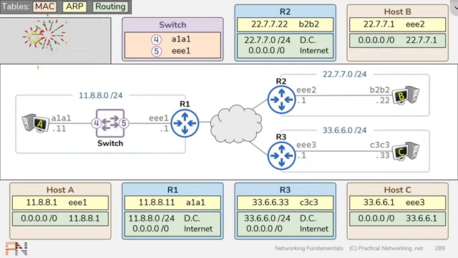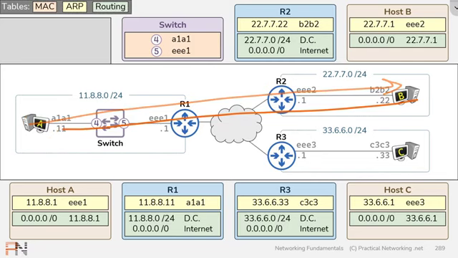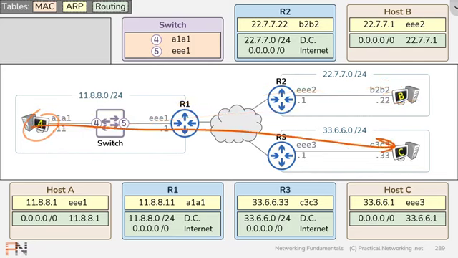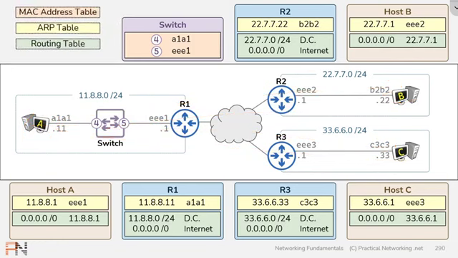And that, my friends, is every single step that is necessary to get a packet from host A to host B and back, and host A to host C and back. And that is how these 3 tables were used to facilitate that entire process.